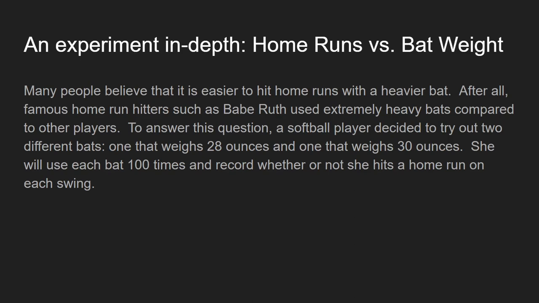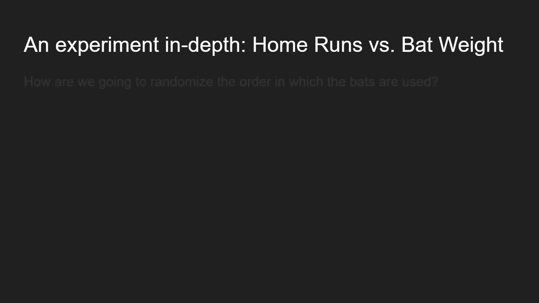All right. Here's our scenario again. Feel free to pause, reread, because how are we going to randomize the order that the bats are used? We want to make sure that she's not using one bat all the time and then switching over to another bat and using that bat all the time. How can we randomize that? See if you can come up with a way that you might want to randomize that. Feel free to pause the video.